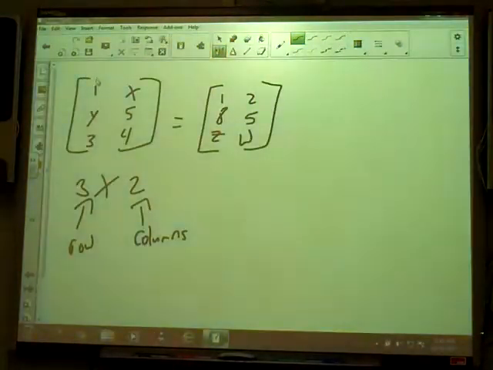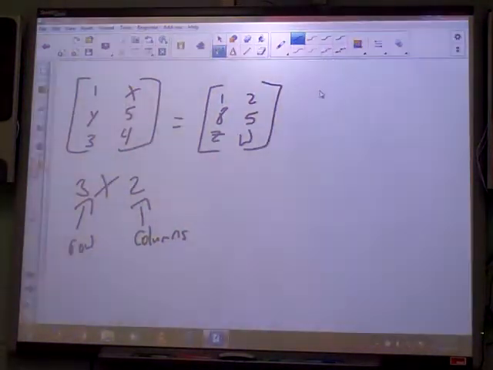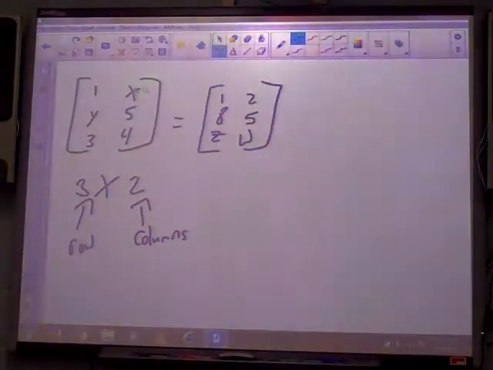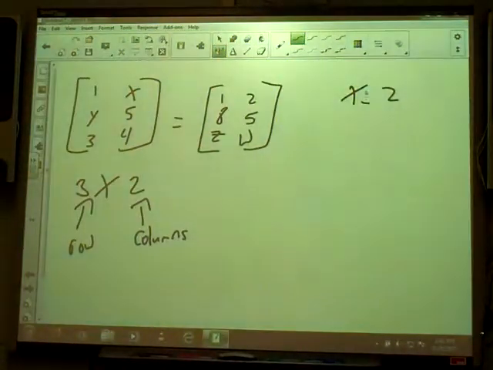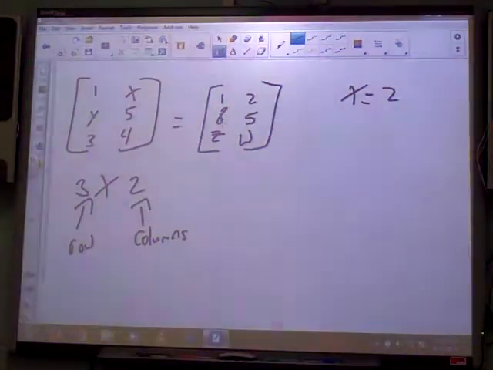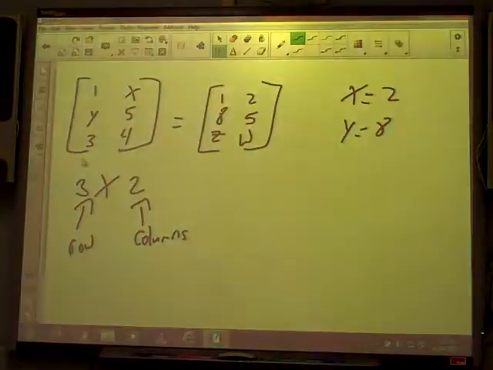So top left, that's obvious. 1 equals 1, right? X is in the top right, so it has to equal the top right. So x would have to be 2. Pretty simple stuff on this. Y is in the middle left, so it equals the middle left, which would be 8. And that's all the ones I got there.